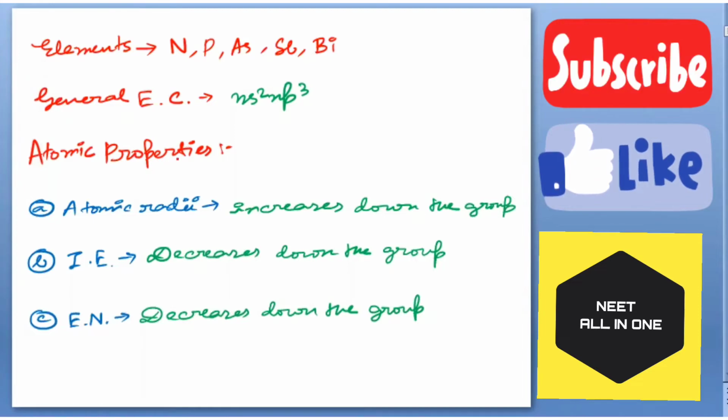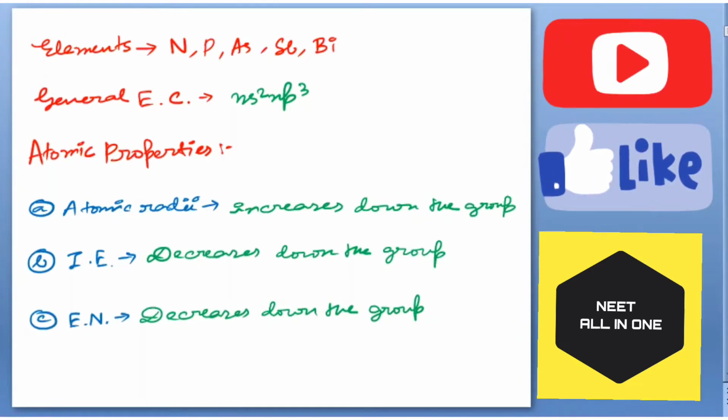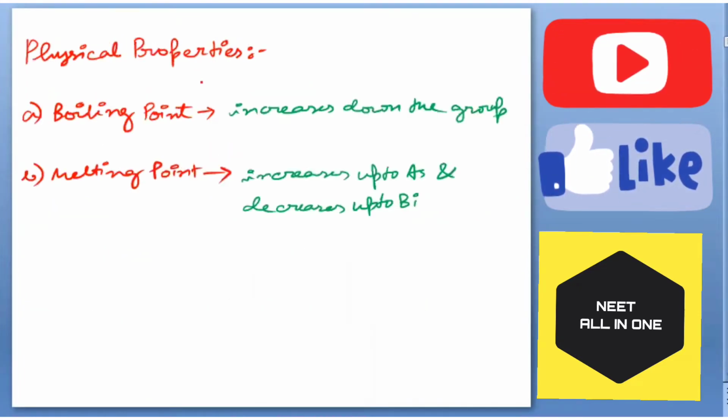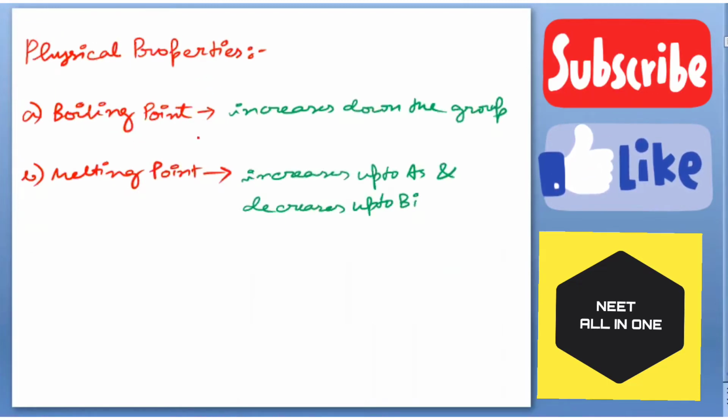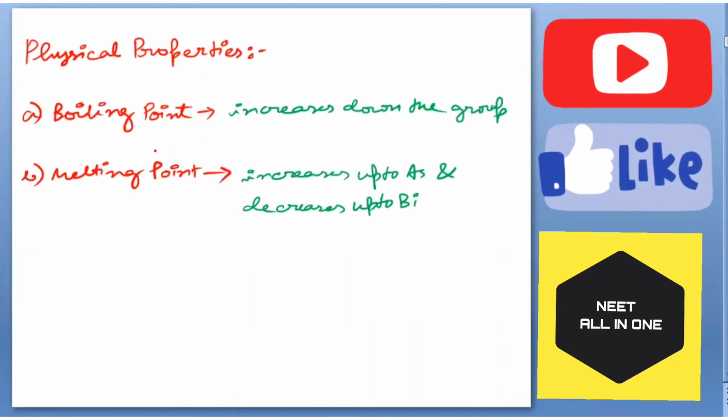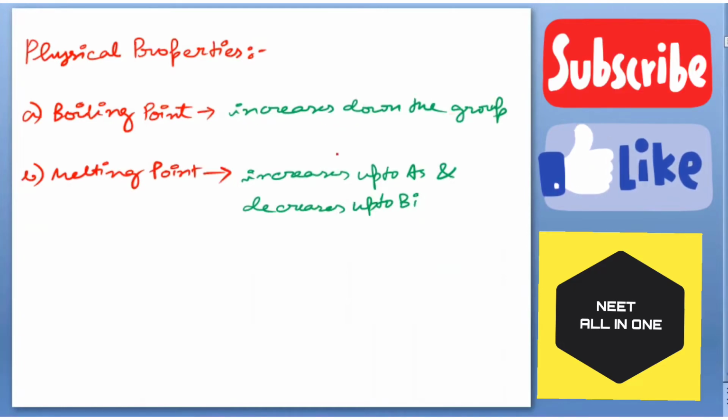Then what are the atomic properties? Atomic radii increases down the group, ionization enthalpy decreases down the group, and electronegativity decreases down the group. Now the physical properties. There are many physical properties, but two of them are most important, that is boiling point and melting point. So boiling point increases down the group, and melting point increases up to arsenic, but decreases up to Bi.